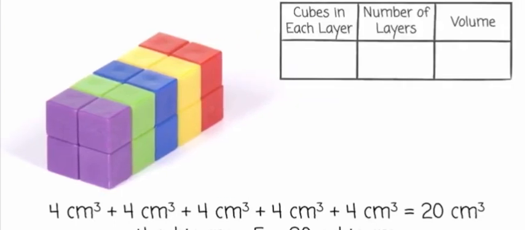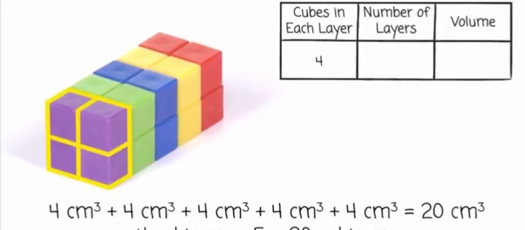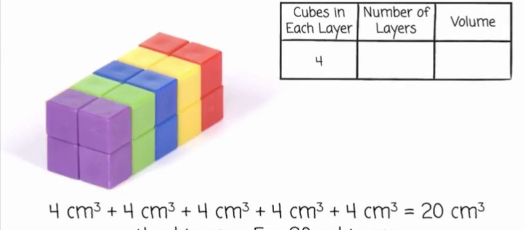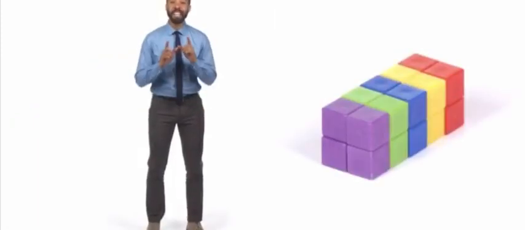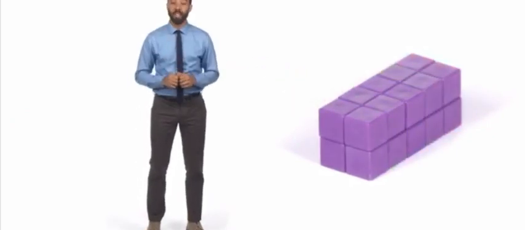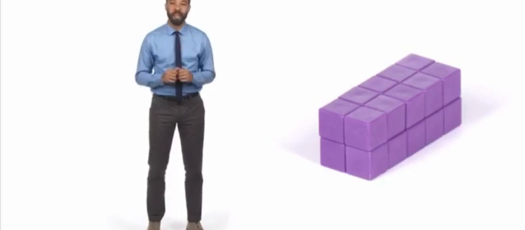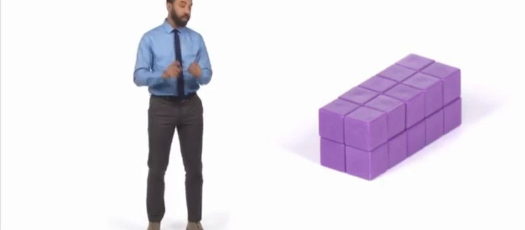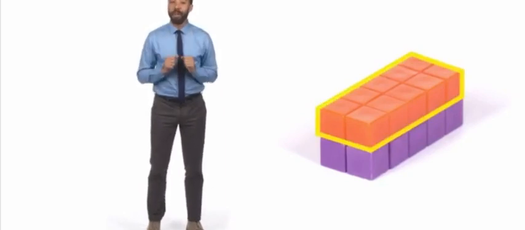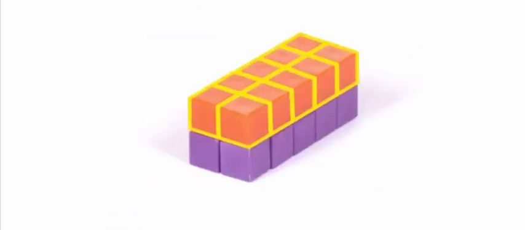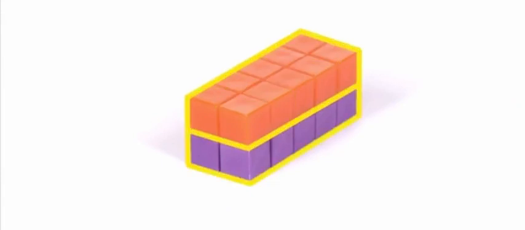Let's record this in a table. There are 4 cubic centimeters in each layer and 5 layers. The volume is 20 cubic centimeters. Let's look at these layers in a different way. This time, we'll change the colors to show 2 horizontal layers. Let's make this top layer orange. How many cubes are in each layer now? There are 10 cubes in each layer and 2 layers.